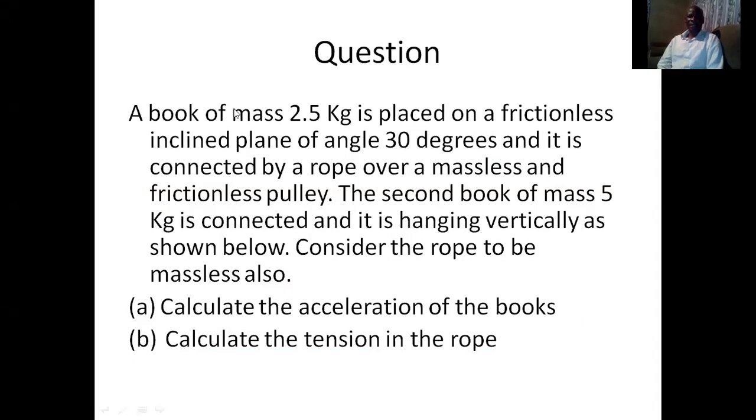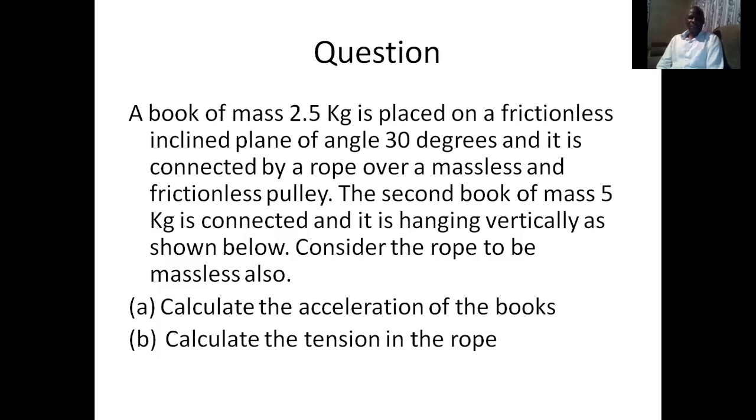As I stated earlier, today we are basically looking at a question on the application of Newton's laws, in particular the third law. The question is, a block of mass 2.5 kilograms is placed on a frictionless inclined plane of angle 30 degrees, and it is connected by a rope over a massless and frictionless pulley. The second block of mass 5 kilograms is also connected, and it is hanging vertically as shown below. Consider the rope to be massless as well.